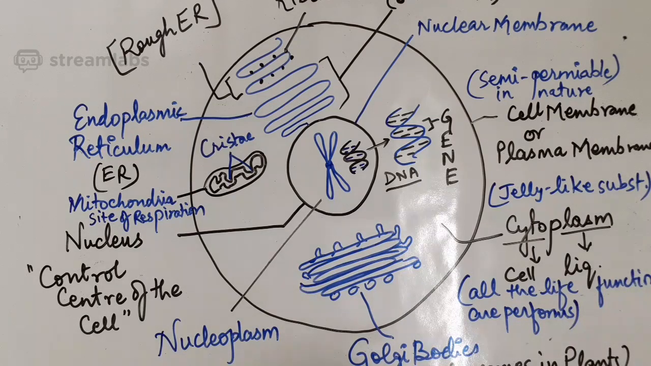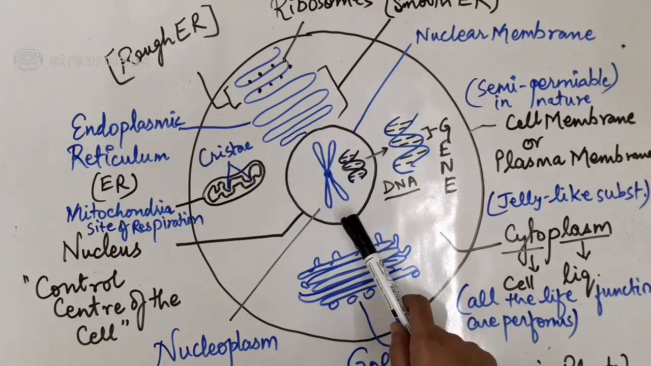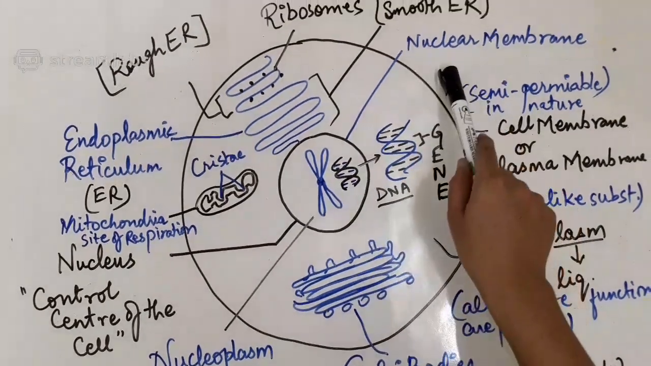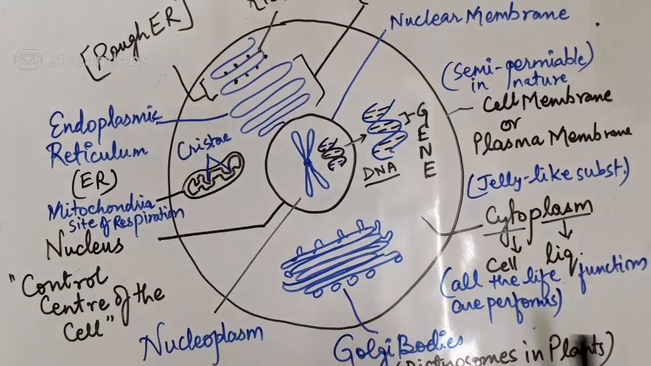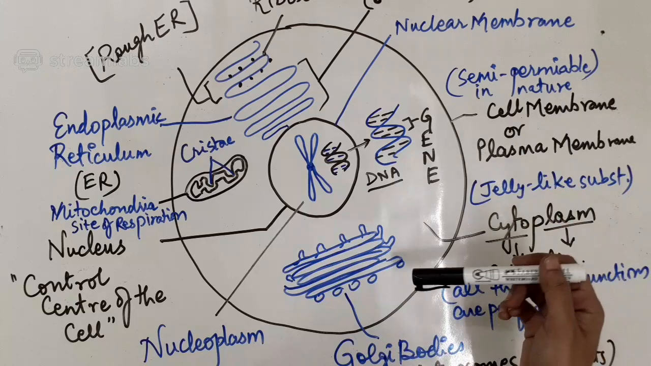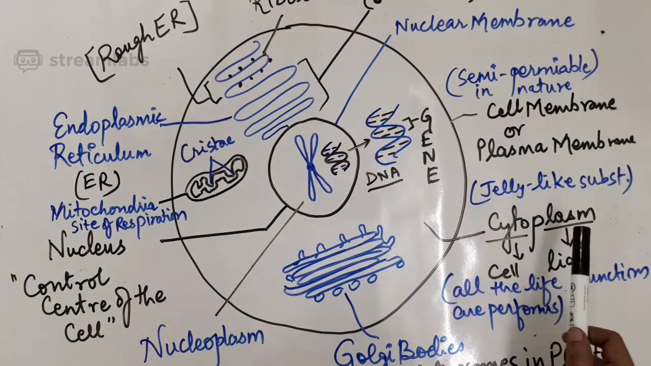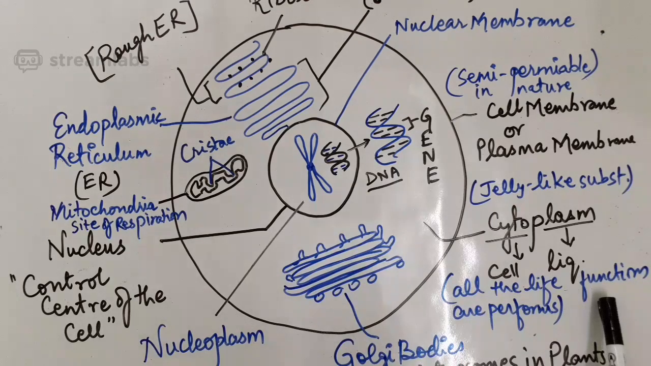This is the animal cell. Let us recall, inside this cell is present the largest cell organelle, named the nucleus. The nucleus is covered with a membrane called the nuclear membrane and is filled with a liquid called nucleoplasm. The nature of the cell membrane is semi-permeable, which means it allows certain materials to pass through it. The jelly-like substance, that is cytoplasm, performs all the life processes, for example respiration, circulation, etc.